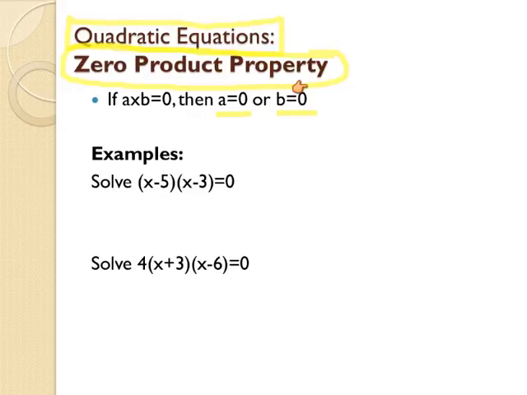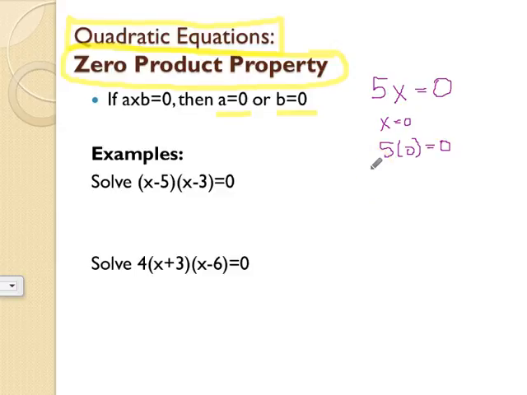So for example, if I had 5 times x equals 0, what would x have to be? It would have to be 0. X would have to be 0 because 5 times 0 would give us 0.